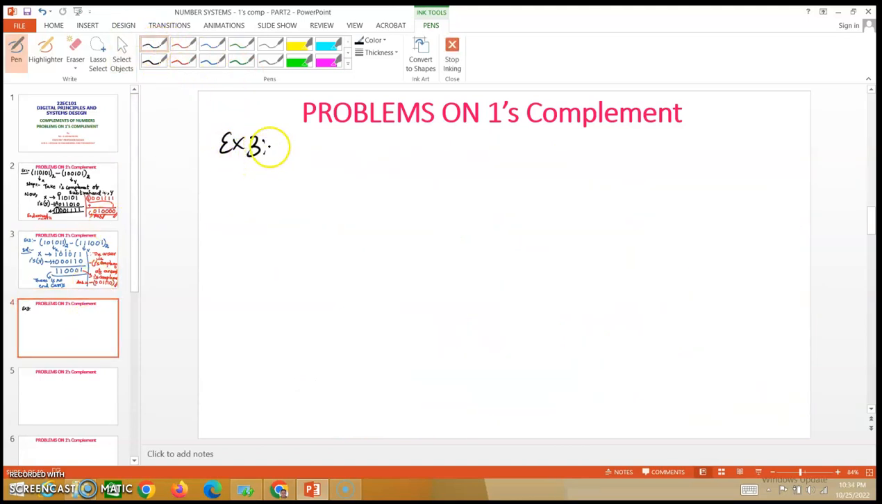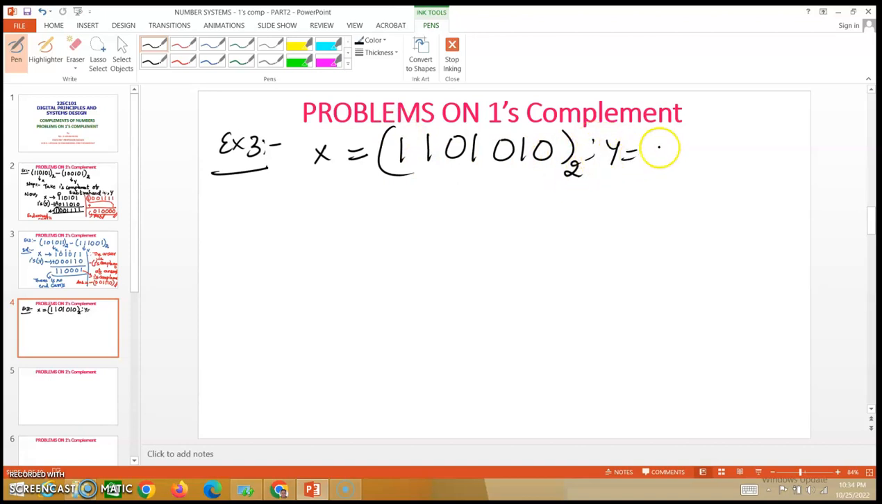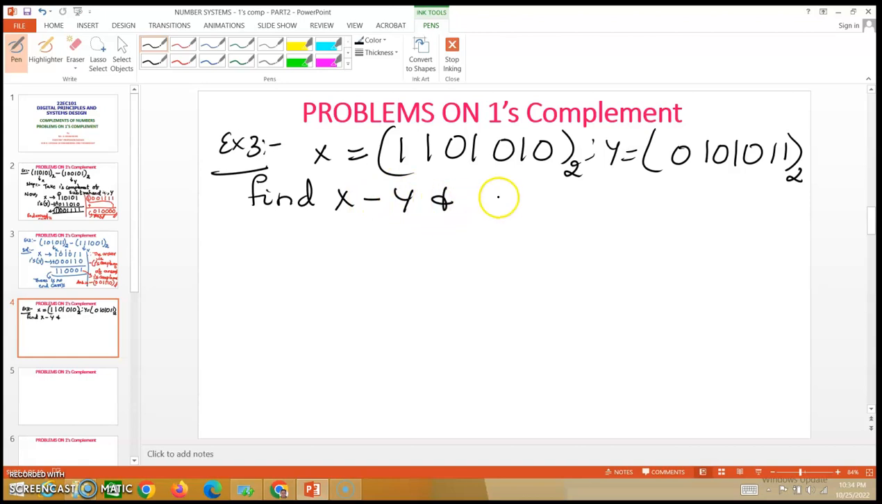Now example 3. In example 3, x is equal to 1 1 0 1 0 1 0 and y is equal to 0 1 0 1 0 1 1. Now what you have to find out is x minus y and y minus x using 1's complement. Now we will solve. Solution. So what is the first one?